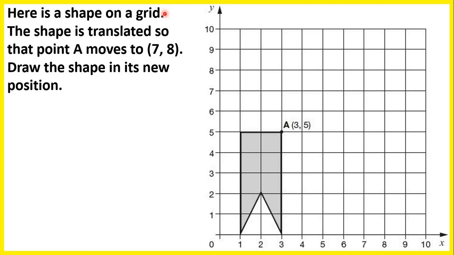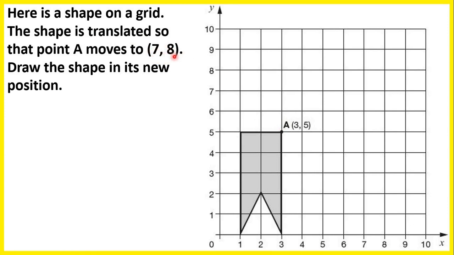Here is a shape on a grid. The shape is translated so that point A moves to 7, 8. Draw the shape in its new position. So translated just means moved, and point A has been moved so that it has the coordinates 7, 8.